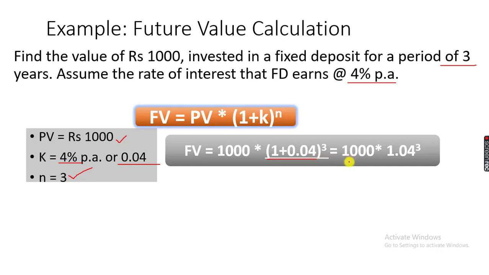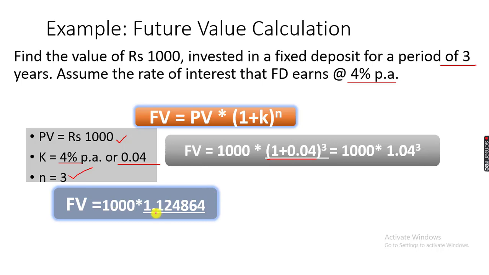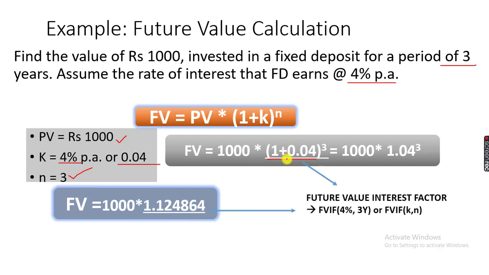Now, the resultant value is 1000 into 1.124864. So, this particular portion in the formula is called the future value interest factor, and it is generally represented in this pattern.